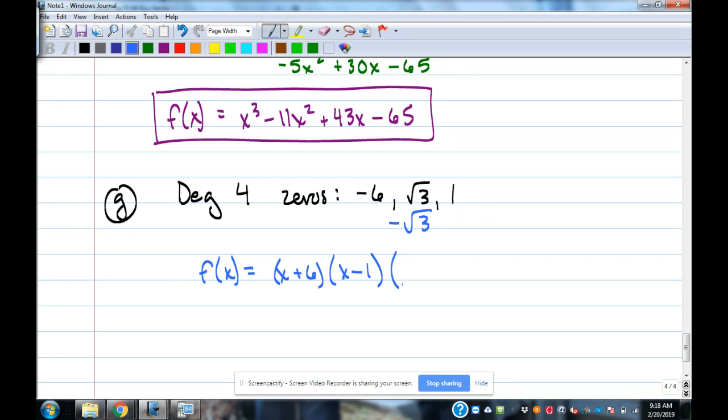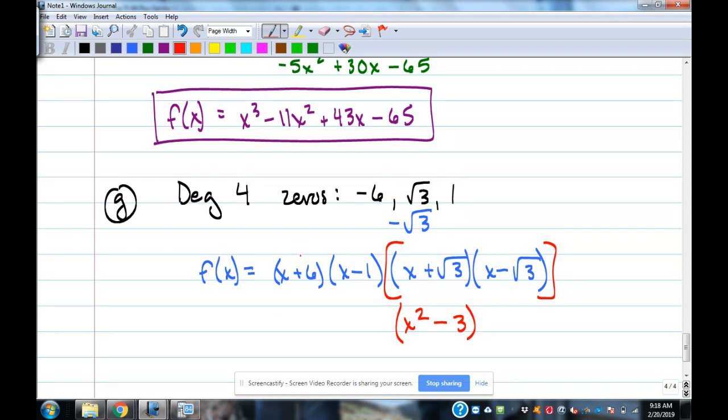And then the factors for the square roots of 3. x plus the square root of 3, x minus the square root of 3. Well, this one works out pretty nice because this is like a difference of squares. We know that the square root of 3's in the middle are going to cancel out. So we just say x times x and then square root of 3 times square root of 3. And that's going to give us x squared minus 3 is what that part multiplies together to be.